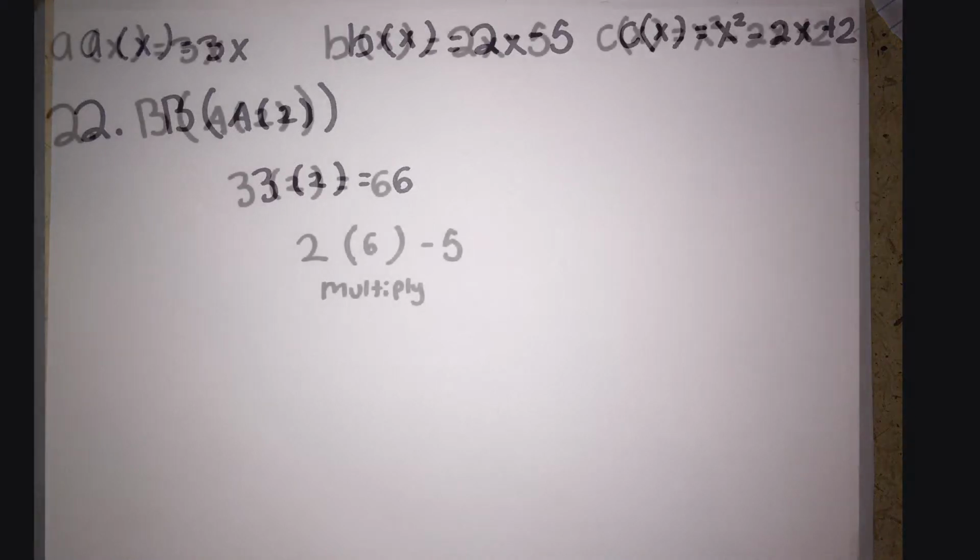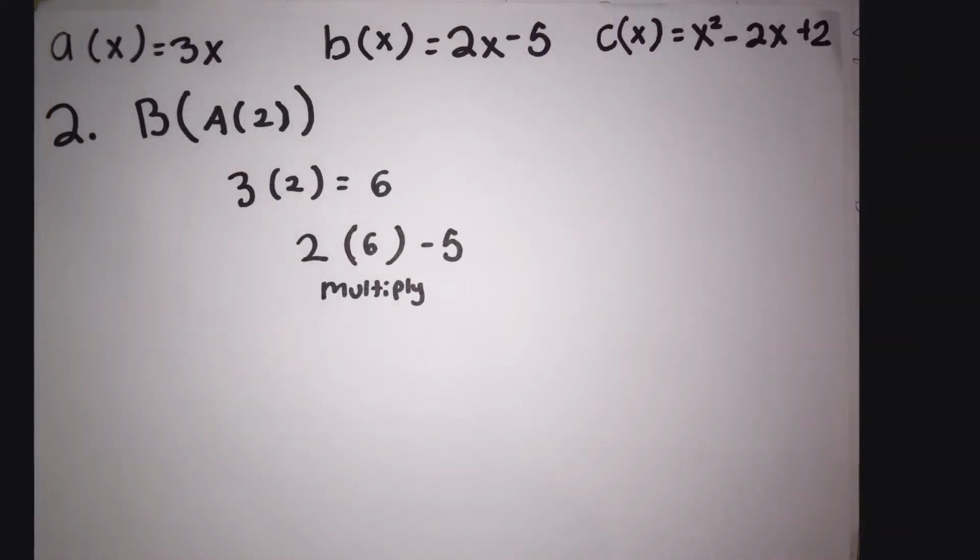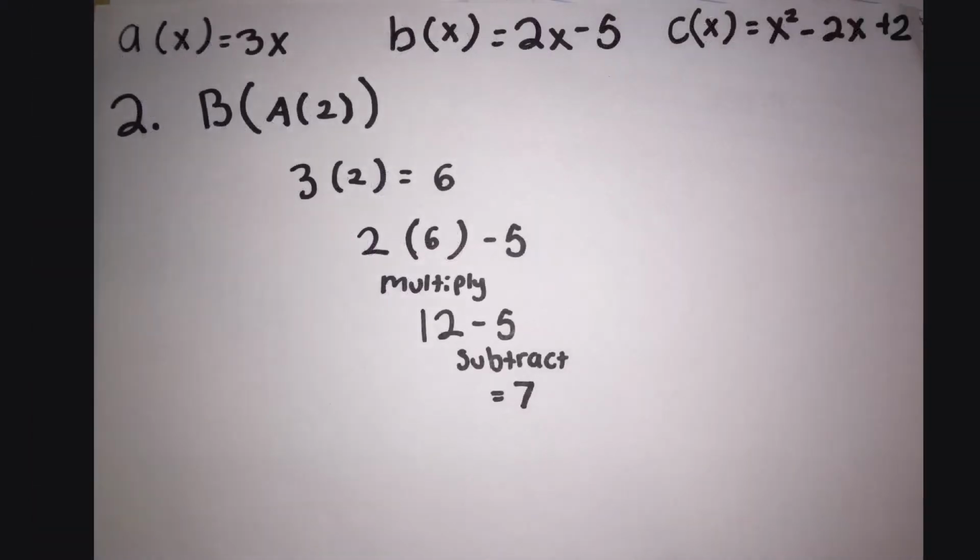Now that we have found the value of a, we will plug all of that in, which is 6, for x in the b equation. Now it will look like 2 in parentheses 6 minus 5. Simply use PEMDAS for this equation. So 2 times 6, which equals 12, minus 5 equals 7.